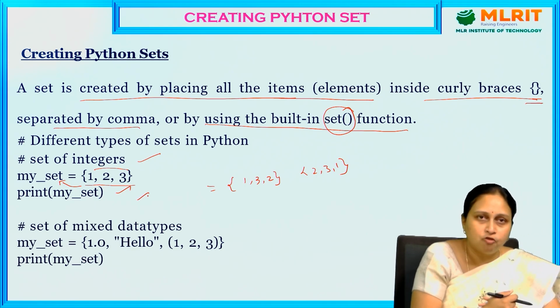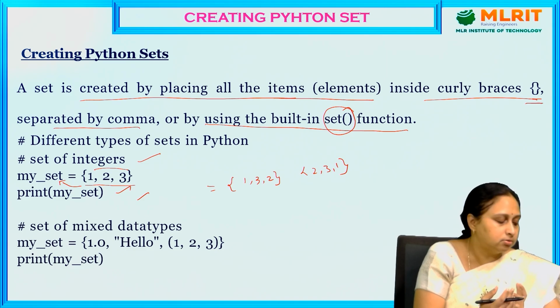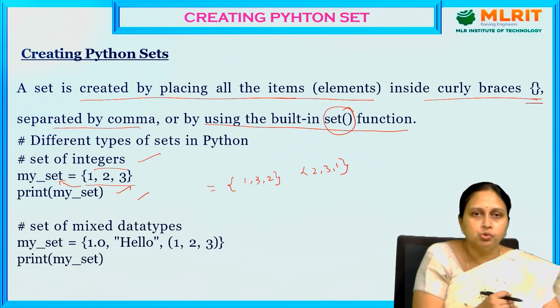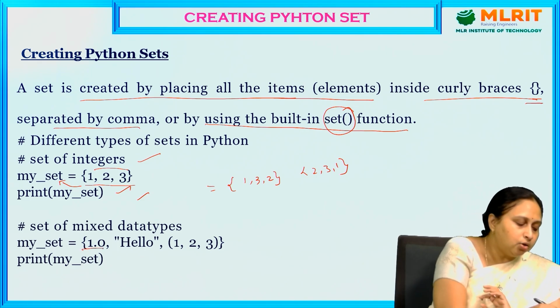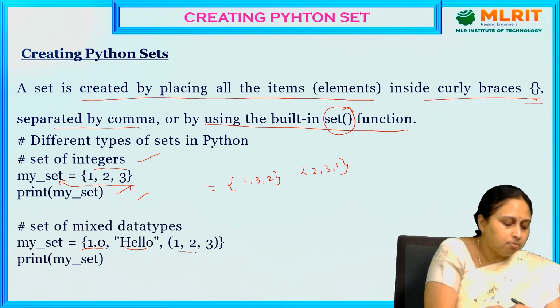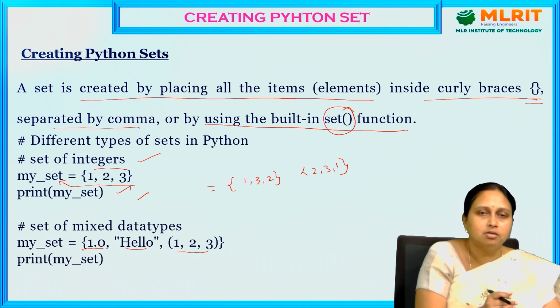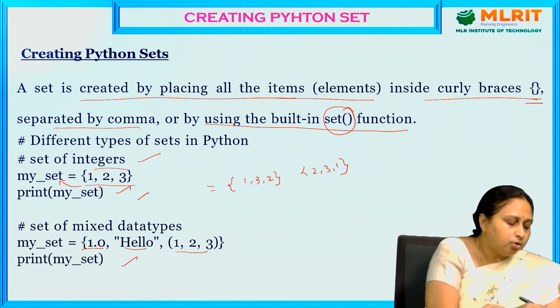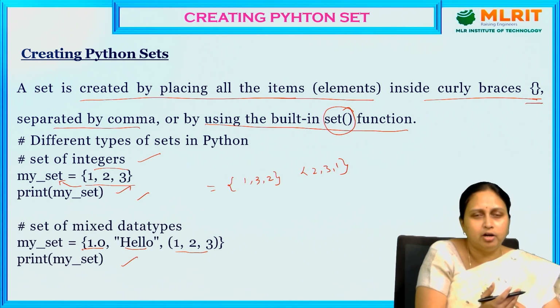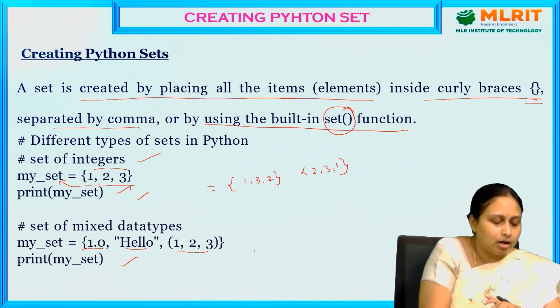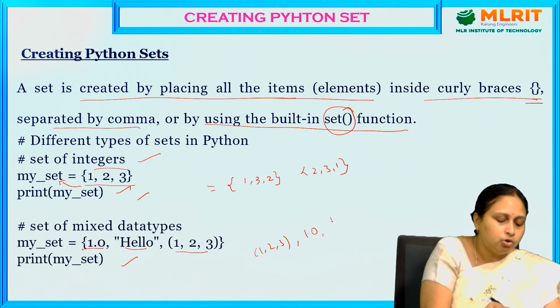And we have a set of mixed data types. A set does not only take similar data type values, it can take different values also. It may consist of a float value, or a string, or some set of values like 1, 2, 3 as one set. When I print this, it may again be printed in an unordered fashion. It may not come in the same order. It may be printed in a different order, like 1, 2, 3 printed first, then you may get a floating point value, then you may get hello.